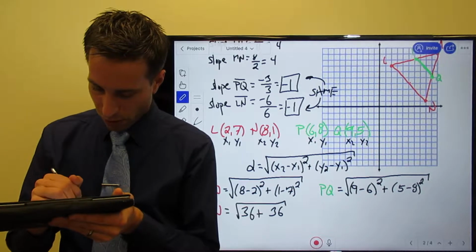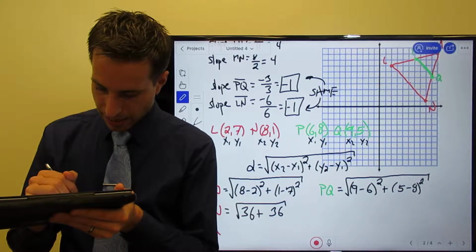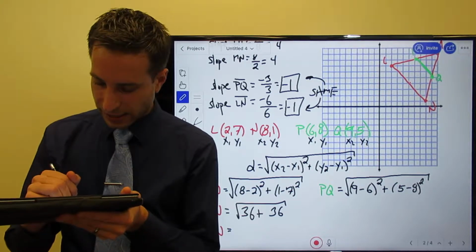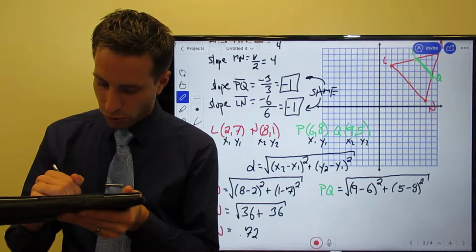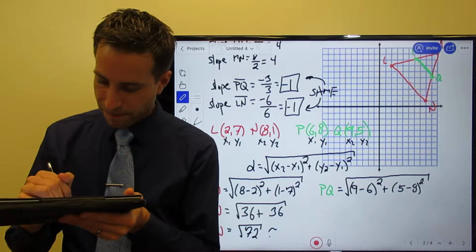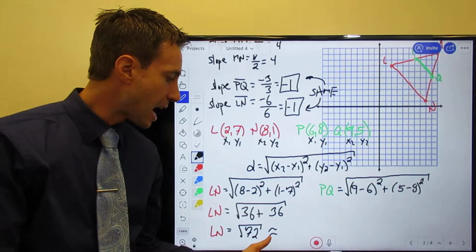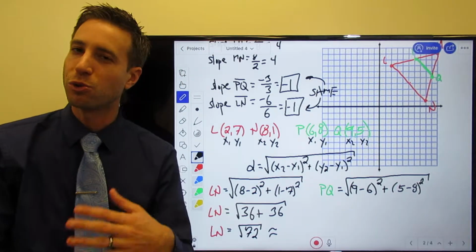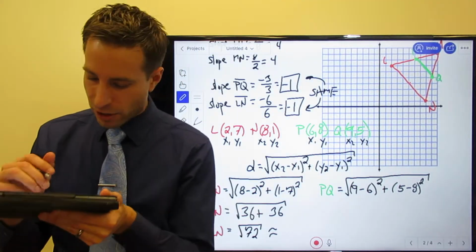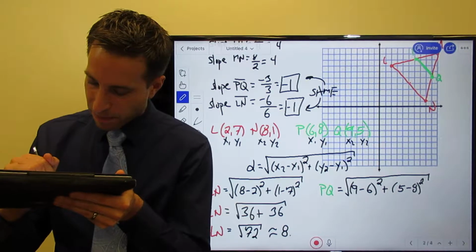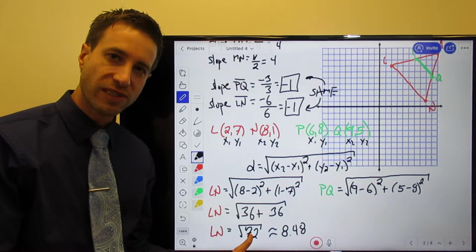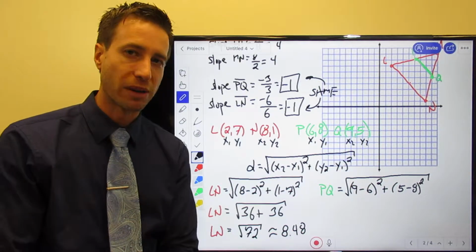Take the square root of all of that, which means that LN is the square root of 36 and 36, how about 72? Again, 72 is not a perfect square. That's okay. Remember, we're going to compare the two lengths. Just go ahead and convert it to a decimal. I get 8.48 when I put the square root of 72 into a calculator, 8.48.